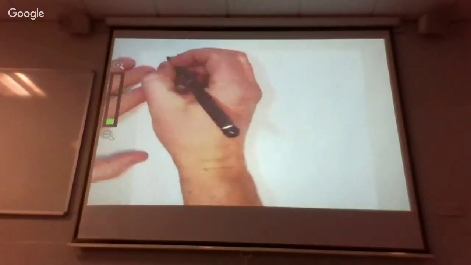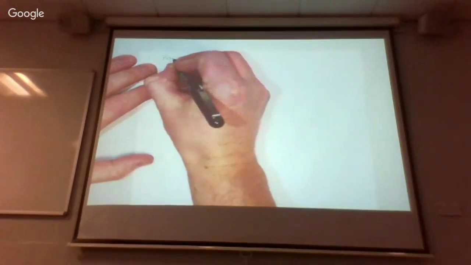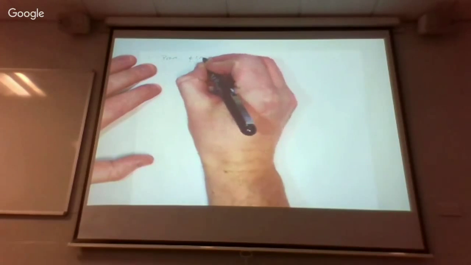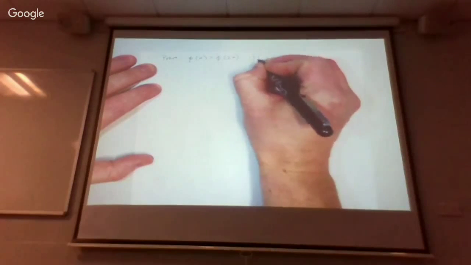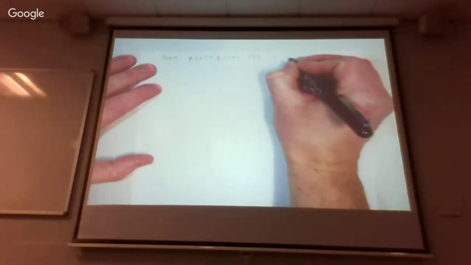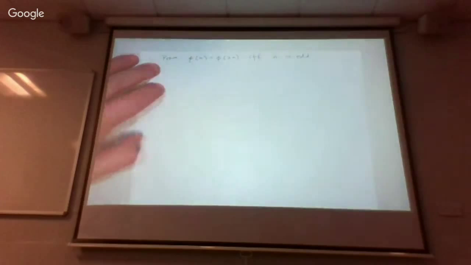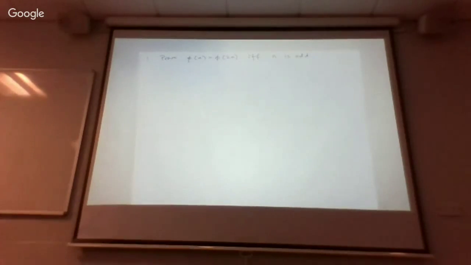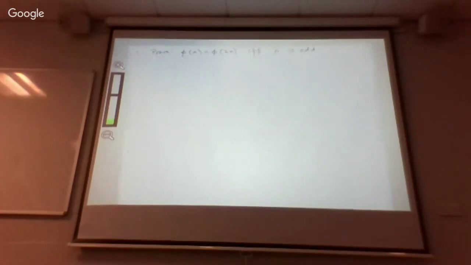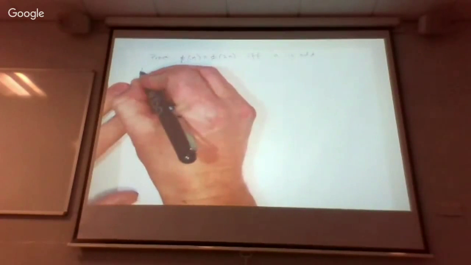This first problem is to prove that phi of n is equal to phi of 2 times n if and only if the other factor n is odd. It's an if and only if statement, so there are two directions to the implication. We can prove it separately in both directions. So first of all, we can assume that n is odd.